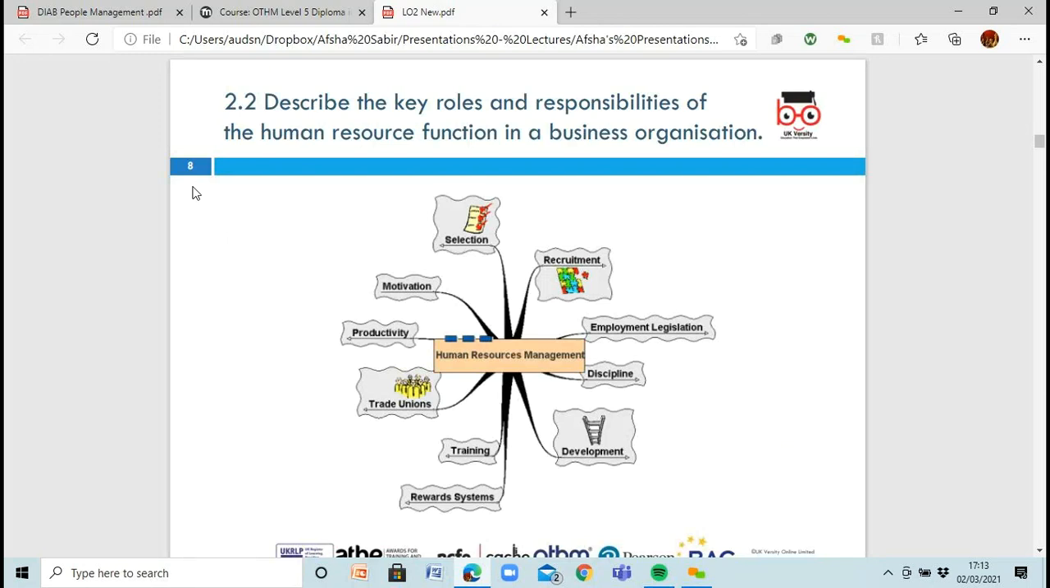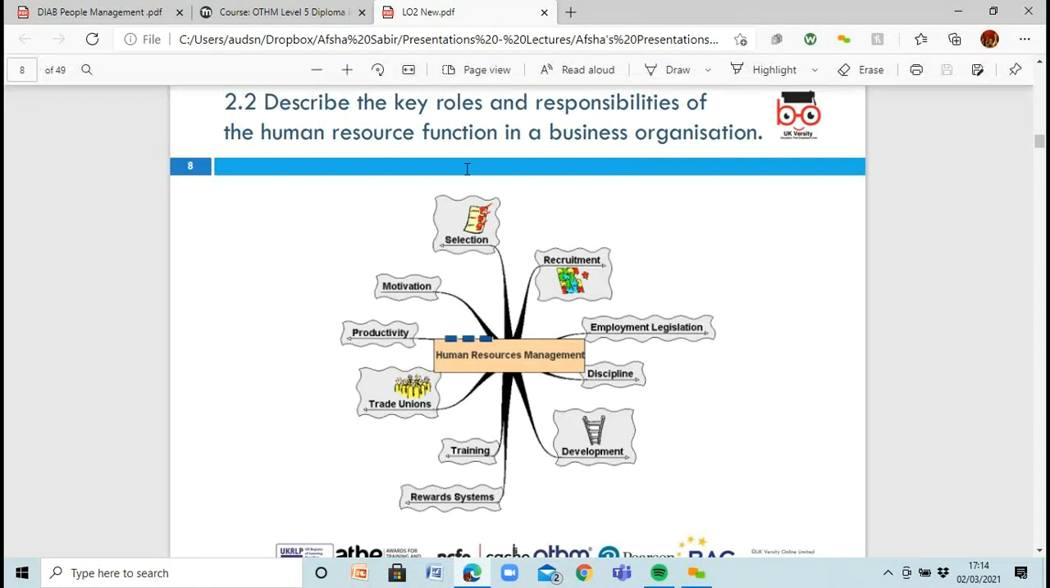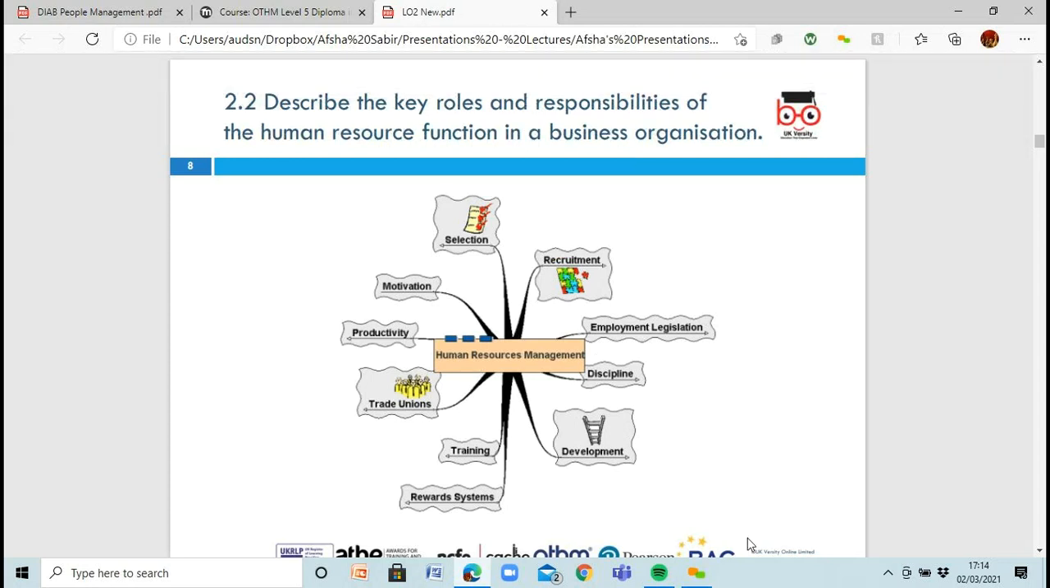Right, let's go on to 2.2. So we're just going to look at the human resources function in a business organization. Now, as you can see from this image here, there's a lot of different functions that the HR department has. And to be honest, there's most of these I will be talking about in a moment, but we've got selection, recruitment, legislations, discipline, development, reward systems, training, trade unions, productivity and motivation.